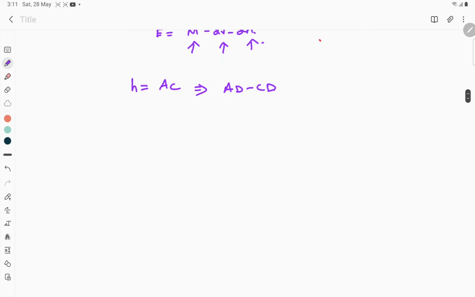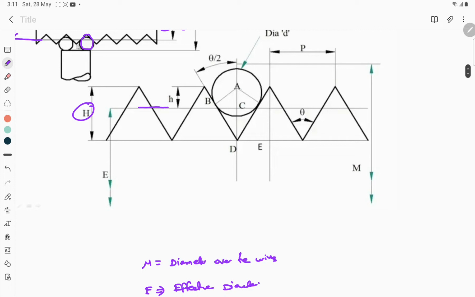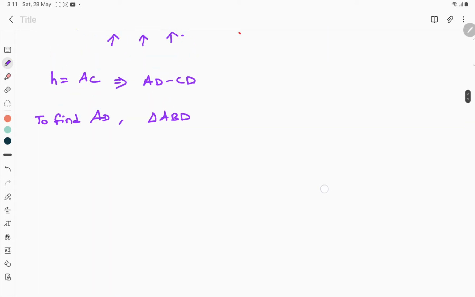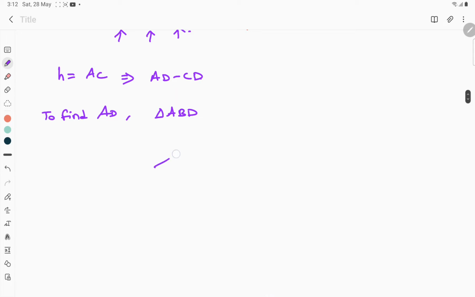Now in order to find AD, I am taking a right angle triangle ABD. I am considering this triangle ABD, and I am drawing this triangle separately. This angle is theta by 2. This is A, this is B and this is D.